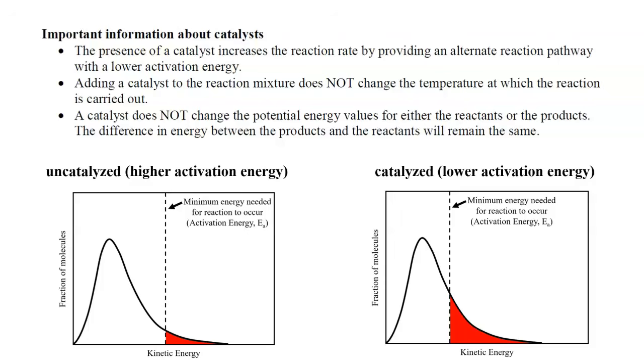Important information about catalysts. The presence of a catalyst increases the reaction rate by providing an alternate reaction pathway with a lower activation energy. Adding a catalyst to the reaction mixture does not change the temperature at which the reaction is carried out. And a catalyst does not change the potential energy values for either the reactants or the products. The difference in energy between the products and the reactants will remain the same.